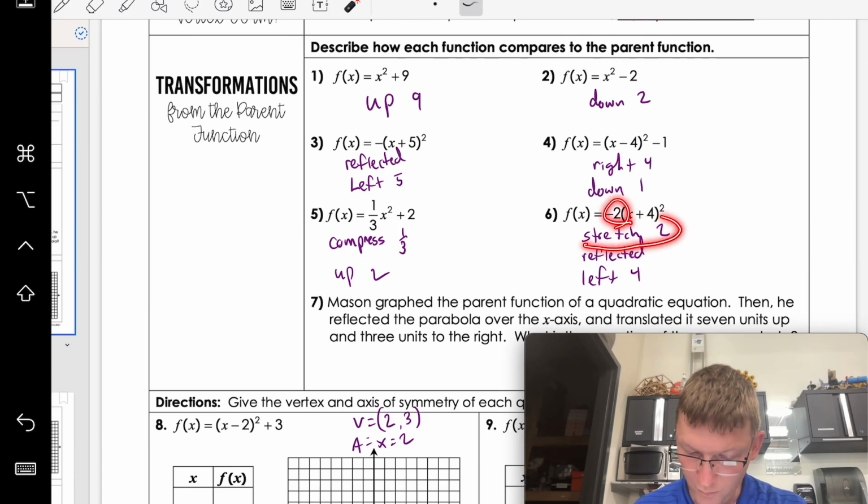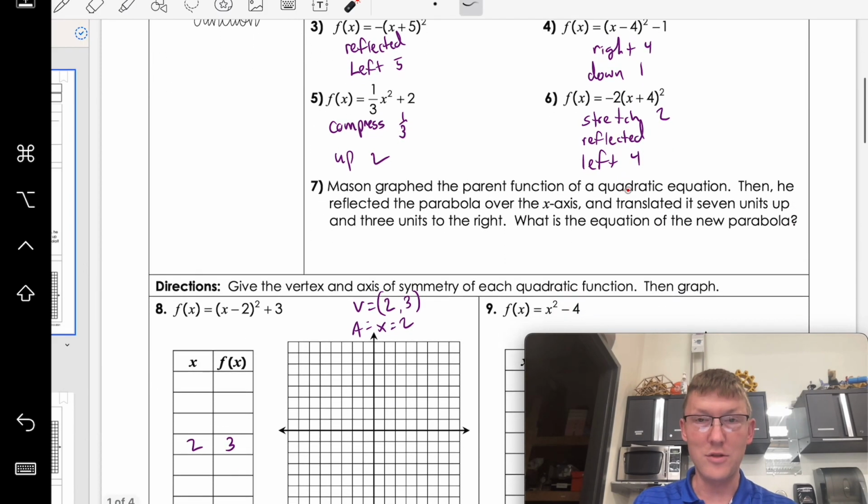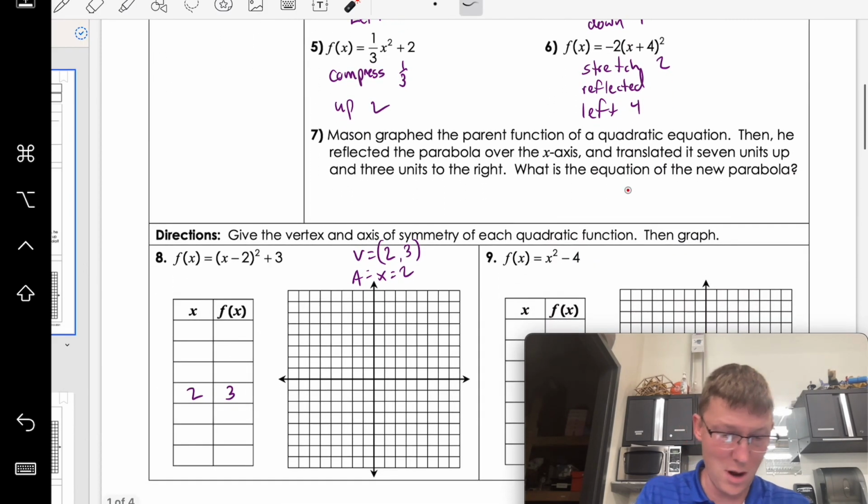The 2 on the outside will stretch the parabola. The negative sign will reflect it. And then the 4 right here is going to move it to the left 4 units. So let's try a word problem.